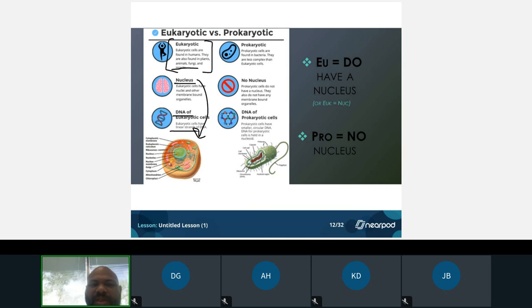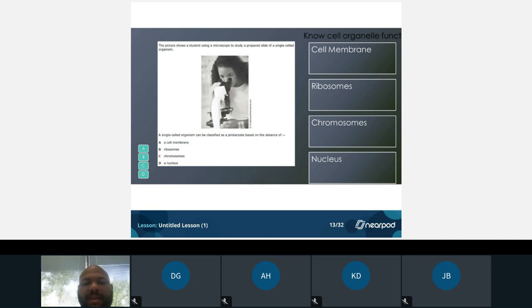Prokaryotic cells are simpler. They're found in bacteria and other single-celled organisms. They have no nucleus. The DNA in its cells is in a circular fashion and it's found in the middle or center of the cell, but it is not in a nucleus. The most important difference between a prokaryotic and eukaryotic cell is probably going to be the presence or absence of a nucleus. Very good. Eukaryotic has a nucleus, prokaryotic, no nucleus. Excellent.